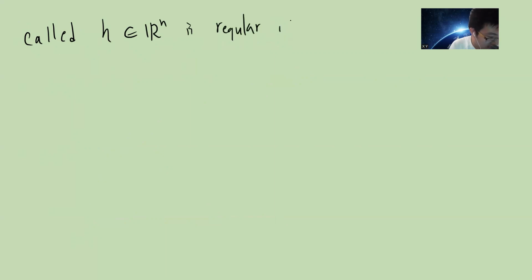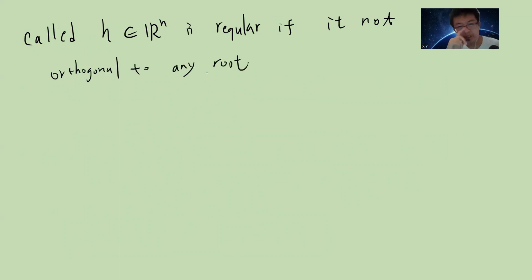Now, so we only have such situations, right? So the next is that we need to define a so-called regular. Let's call H belonging to R^n regular if it's not orthogonal to any roots. So you find a vector which is regular if it's not orthogonal to any roots. You can prove that such an H must exist. So just believe me.